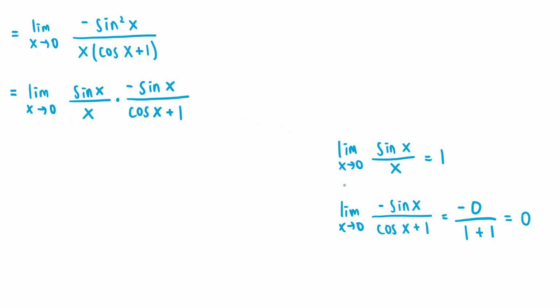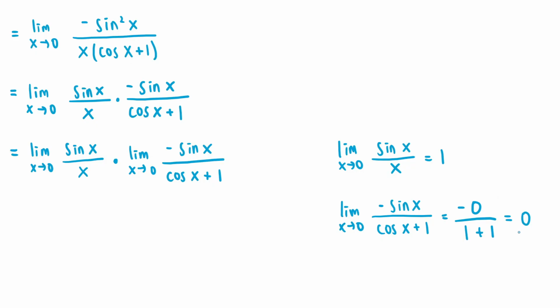The limit as x approaches 0 of sin(x)/x is the fundamental trigonometric limit, and it equals 1. And I already made a video proving this result, as mentioned earlier. The limit as x approaches 0 of −sin(x)/(cos x + 1) is just equal to −0/(1 + 1), because if we plug in 0 to −sin(x), that's just −0, since sin(0) is equal to 0. And since cos(0) is equal to 1, the denominator becomes 1 + 1, and this entire expression just equals 0.